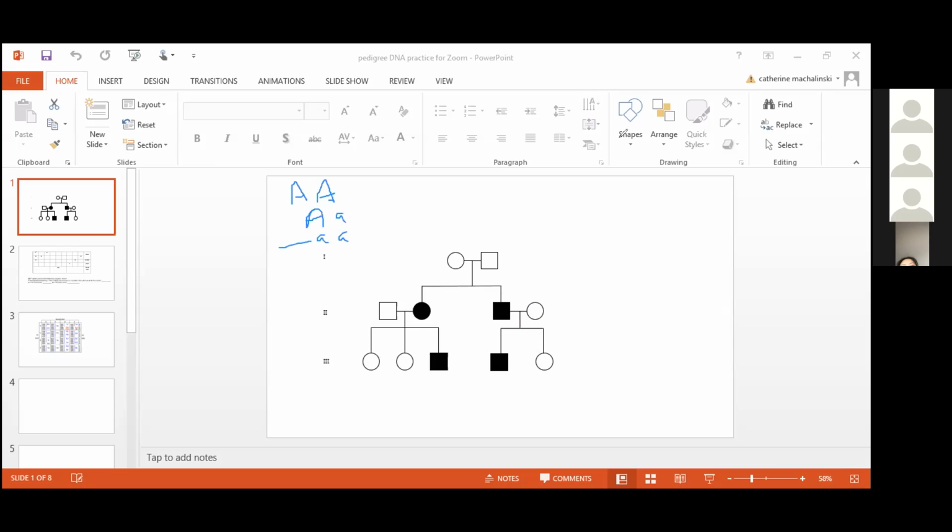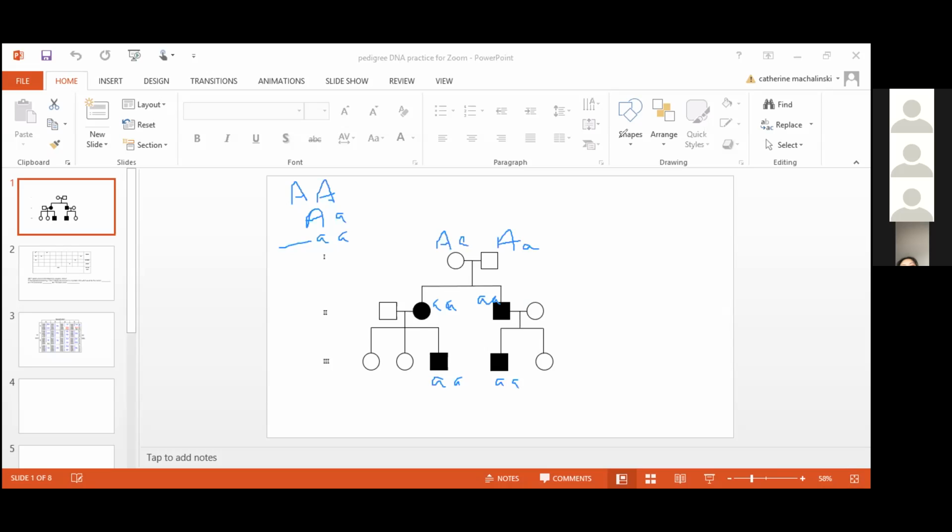So if the trait is autosomal and recessive, I know the genotypes of these 4 individuals. Let's see if we can figure out the genotypes of the others. So grandma and grandpa, 1-1 and 1-2, do not have the trait, so they must have a big A. But since their kids have the trait, they must both be carriers for it.